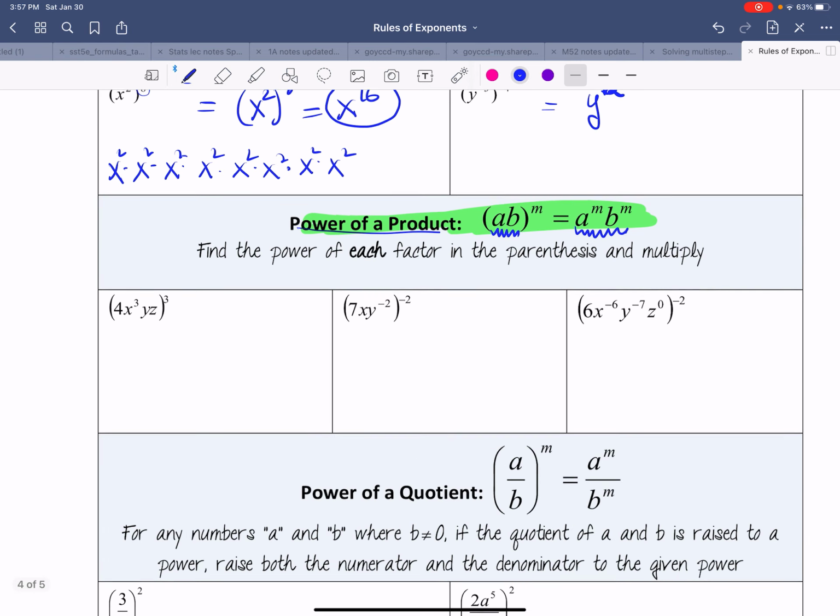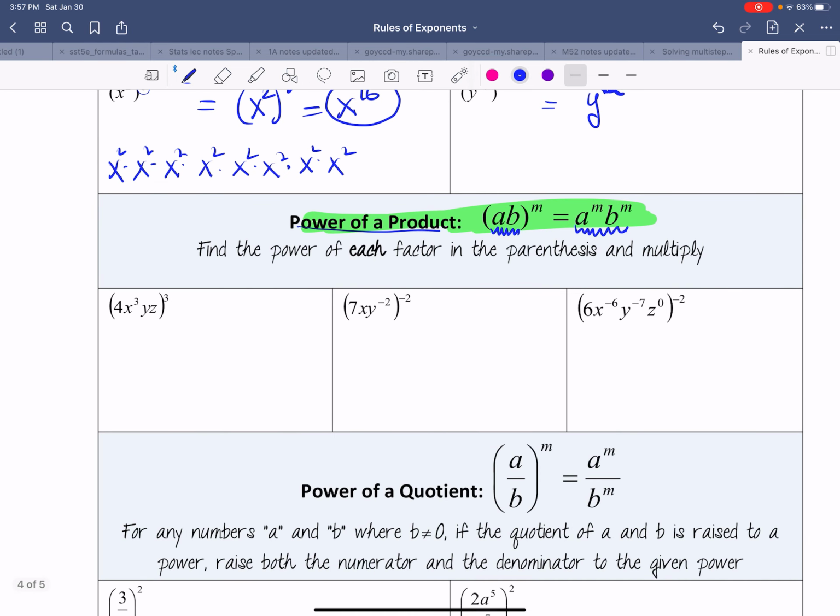So let's check out the first problem. 4x to the third, y, z, everything raised to the third power. So we have a product of several terms inside, and there's an exponent outside. We need to keep in mind every single term inside will get the outer exponent. Okay, so it will be 4 to the third power, x to the third power, y to the third power, z to the third power.